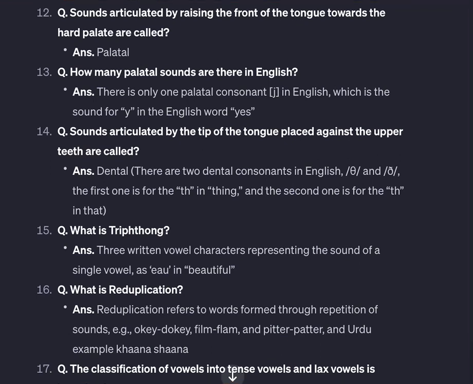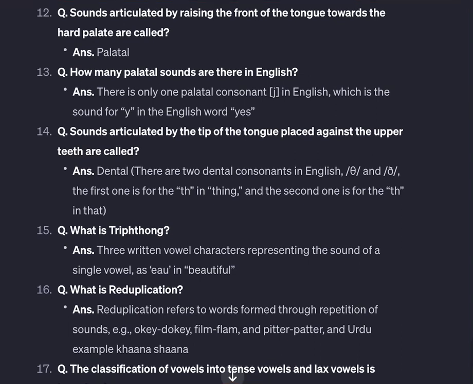14. Q. Sounds articulated by the tip of the tongue placed against the upper teeth are called ANS. Dental. There are two dental consonants in English, theta and eth. The first one is for the th in "thing", and the second one is for the th in "that". 15. Q. What is triphthong? ANS. Three written vowel characters representing the sound of a single vowel, as in "beautiful".